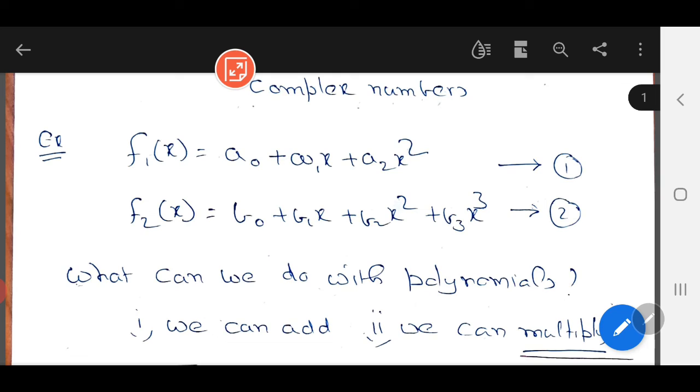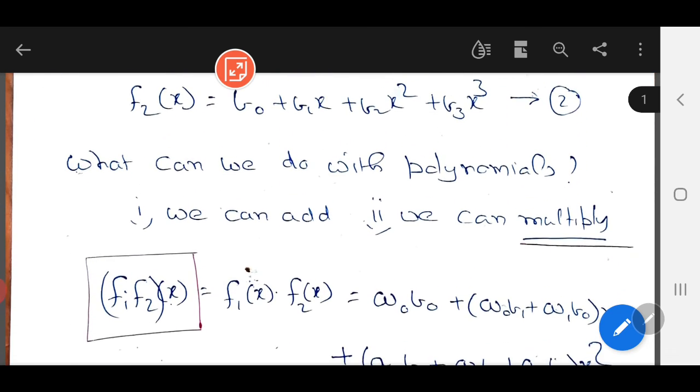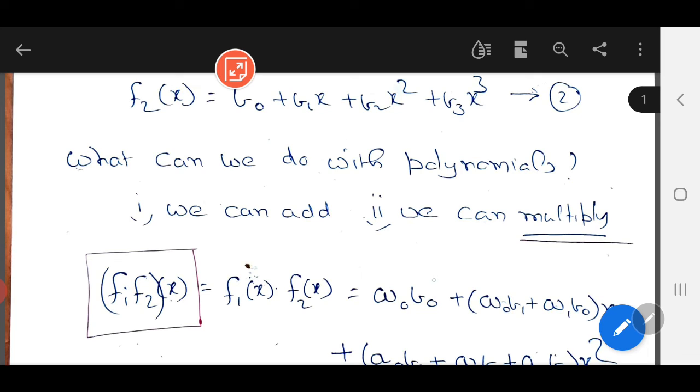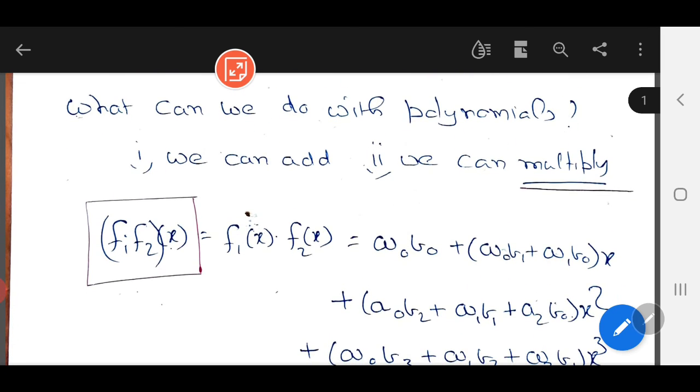So we take two polynomials, f1 of x is a0 plus a1x plus a2x square, and f2 of x is equal to b0 plus b1x plus b2x square plus b3x cube. So here we are considering two polynomials f1 of x and f2 of x, of degrees 2 and 3 respectively. Now what can we do with the polynomials? We can add polynomials and we can multiply polynomials. We are focusing more on multiplication here.